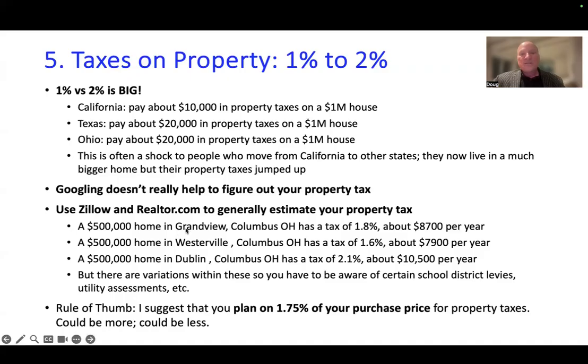And you'll see this is a little suburb around Columbus, Ohio called Grandview. I did this a couple years ago. A $500,000 house there had about $8,700 in taxes. That's nearly 2%. And here's another suburb around Columbus. Their taxes were a little more than 1.5%. Another suburb, their taxes were 2%. Look at this. These are all suburbs right around Columbus, Ohio. They're maybe only 15 minutes from each other. Look how big the tax differences are.